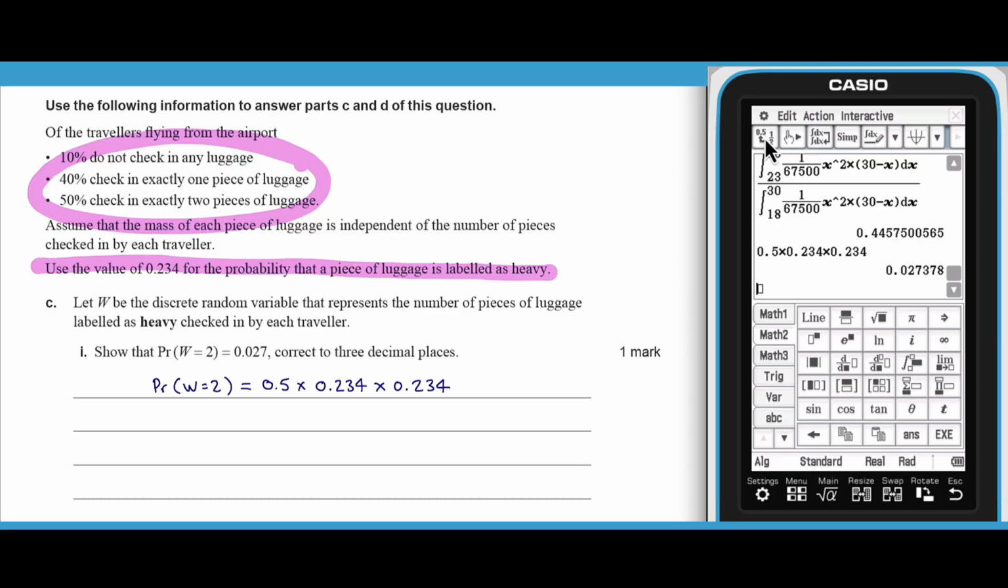This probability is equal to 0.027378, which is equal to 0.027. As this is a show that question, writing down the relevant multiplication is necessary, and the value to greater than the accuracy given is not a bad idea as well.